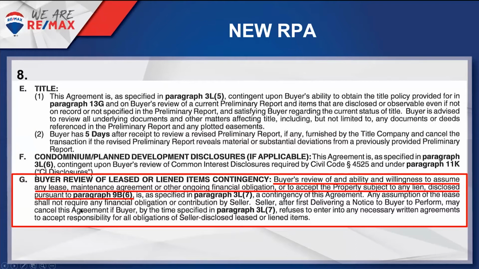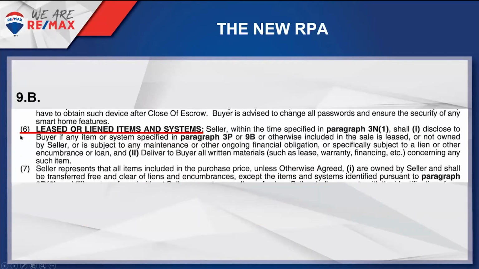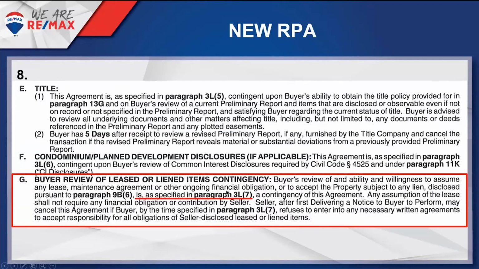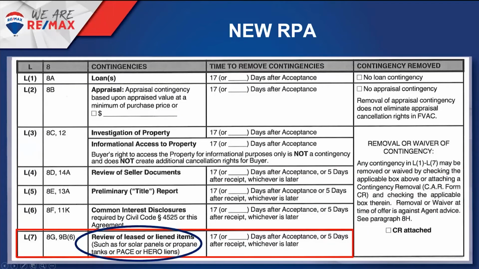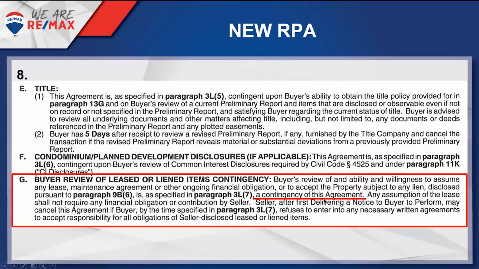Okay. Paragraph 8G, buyer review of leased or liened items. So the buyer's review and the ability and willingness to assume any lease or maintenance agreement or other financial obligation, or to accept the property subject to any lien disclosed pursuant to paragraph 9B6, which goes into some detail about leased and liened items. We'll talk about that in a moment. Or as specified in paragraph 3L7, review of leased items, is a contingency of this agreement.